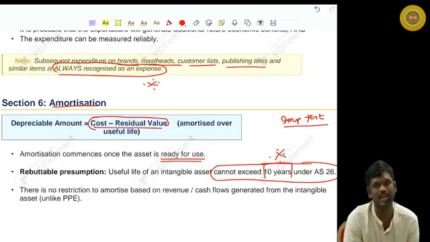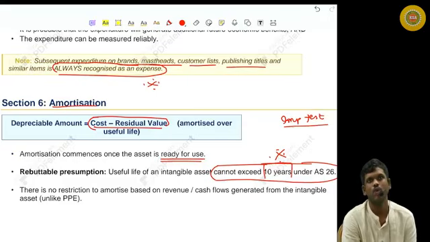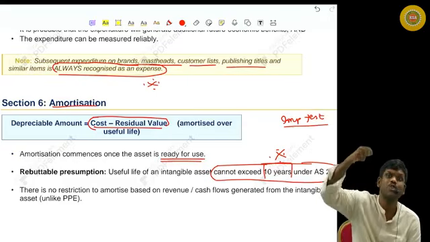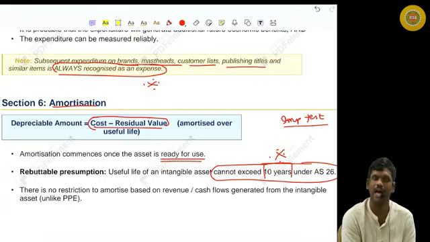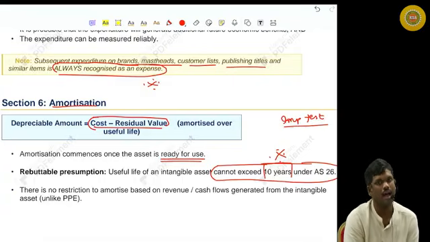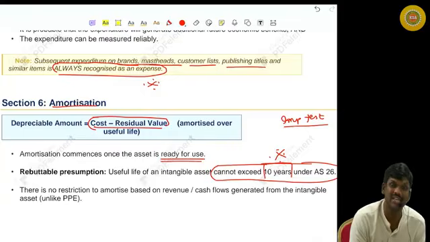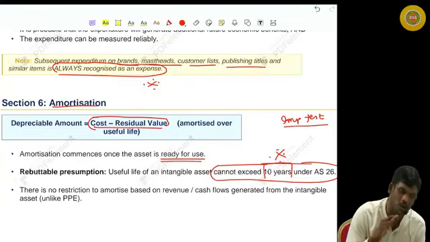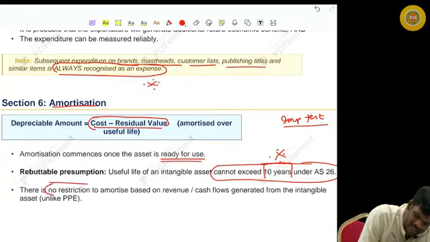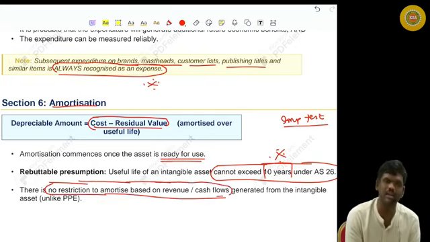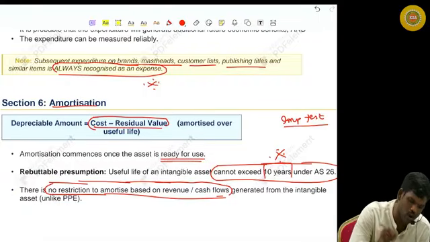And actually there is one point in AS10. AS10 says that you cannot charge depreciation in the ratio of revenue that you will be generating from that asset. I am repeating this again. In case of PPE under AS10, a PPE cannot be depreciated in the ratio of revenue or cash flows generated from the usage of the asset, but no such restriction exists in AS26. So remember in the exam clearly, if they ask you to amortize an intangible asset, that can be amortized based on cash flows or revenues, but a tangible asset, PPE, can never be amortized based on cash flows or revenues.